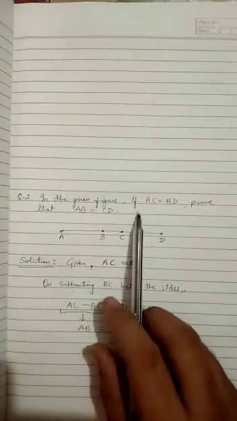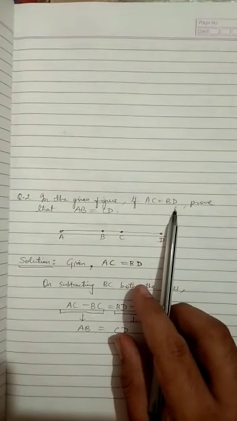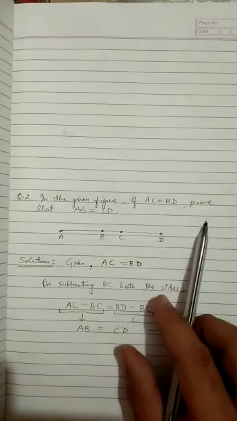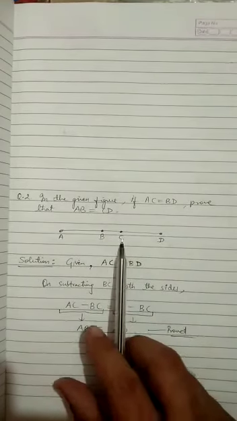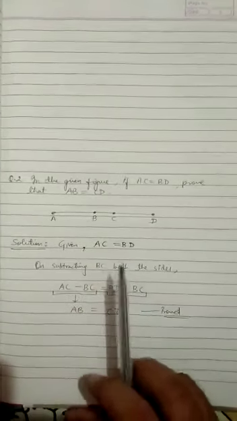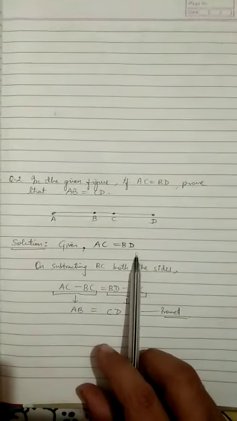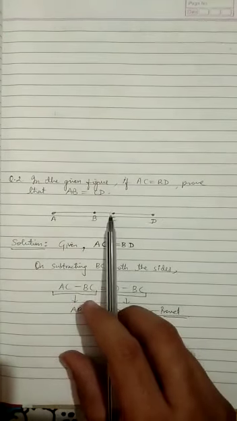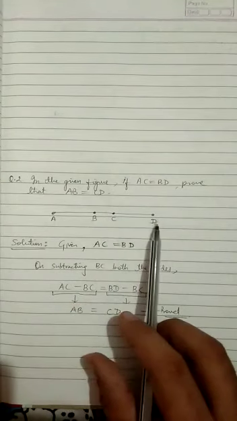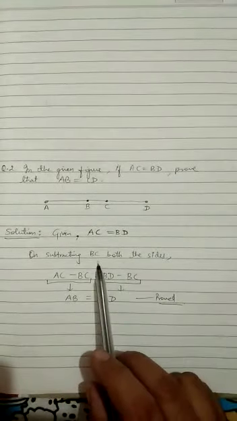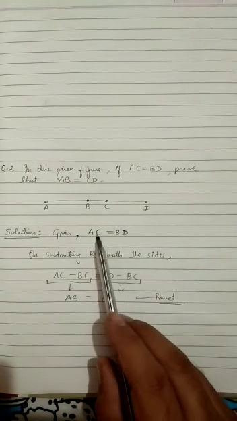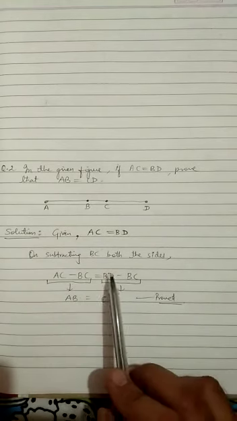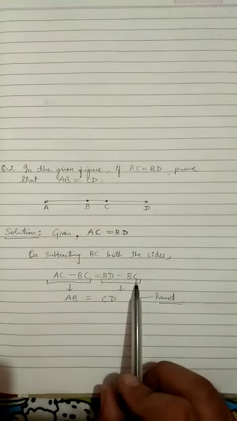In the given figure, if AC is equals to BD, we have to prove that AB equals to CD. Now in the question it is given that AC equals to BD. What we will do, this BC part is common with AC and with BD also. We will subtract this BC both the sides. Left hand side AC minus BC, right hand side BD minus BC.